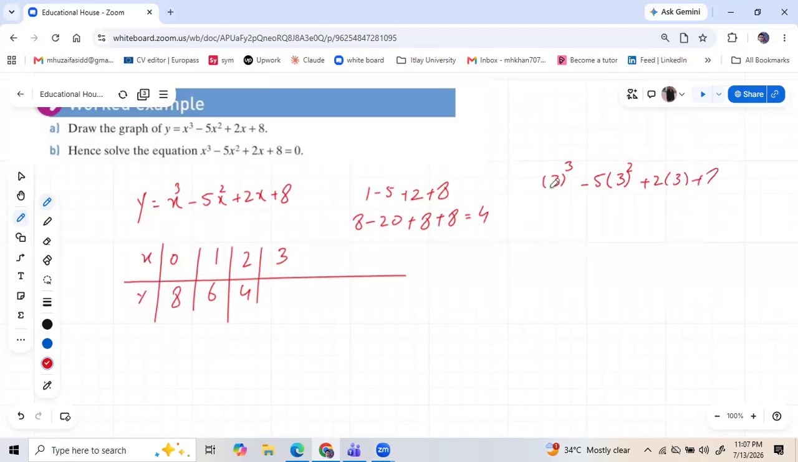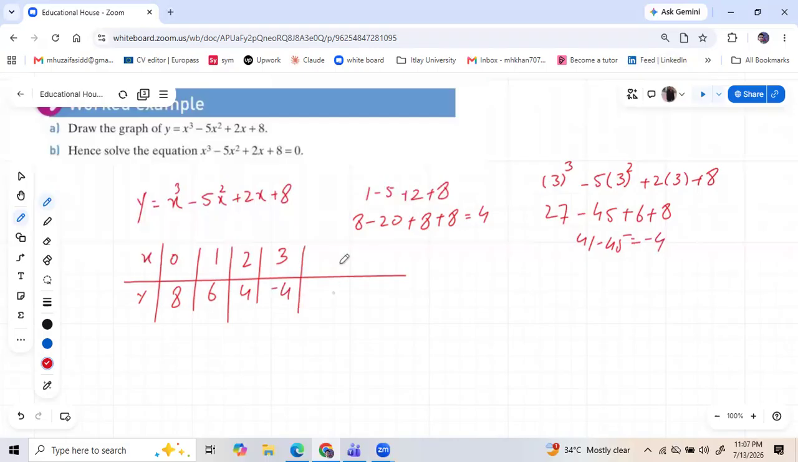So this gives us 3 multiplied by 3, 9. 9 multiplied by 3 gives us 27, minus 5 times 9, this is 45, plus 6 plus 8. So this is the 27. If we add all the plus terms, 27 plus 6 is 33, 33 plus 8 is equal to 41, and 41 minus 45 gives us minus 4. This is the minus 4.